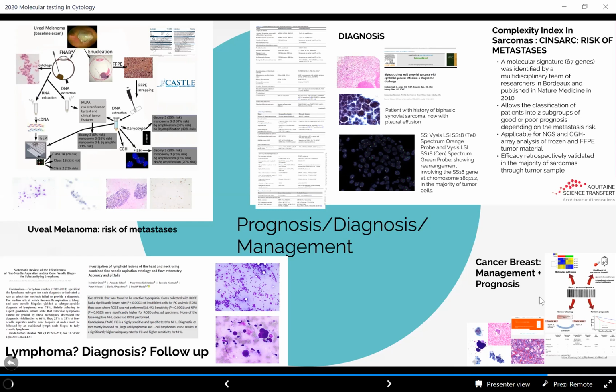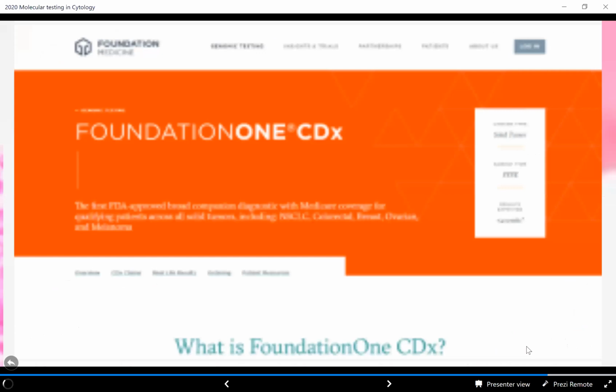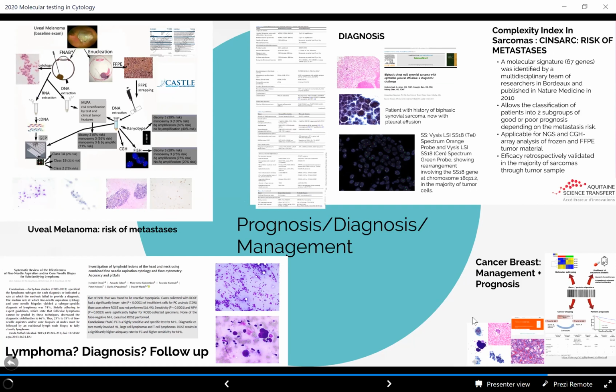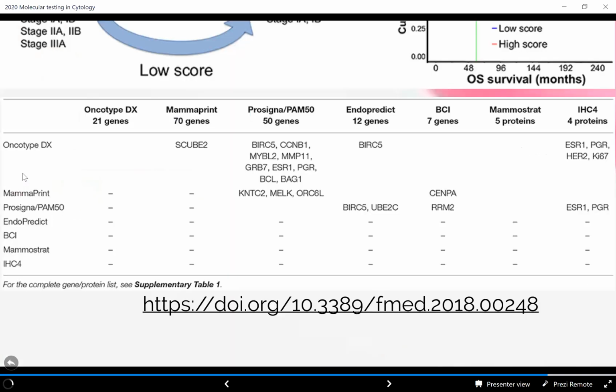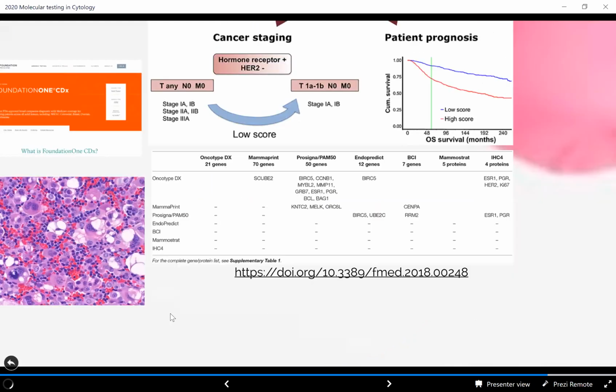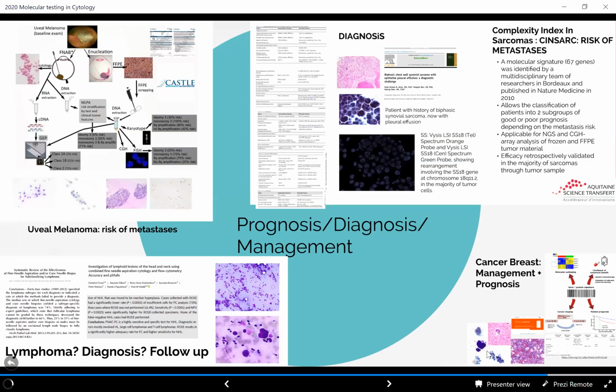With regards to cancer, it hasn't really been used, but there is Foundation One, for diagnostics as much as it's used for... let's see, so there's different types: Oncotype, MammaPrint, MammaStrat. Once again, it's used mainly for prognosis, is what I'm trying to say. So you get a score based on what kind of cancer this is. Here's some cytology of breast cancer.